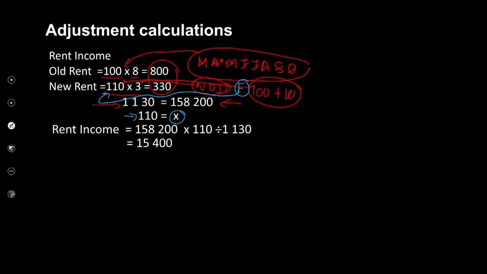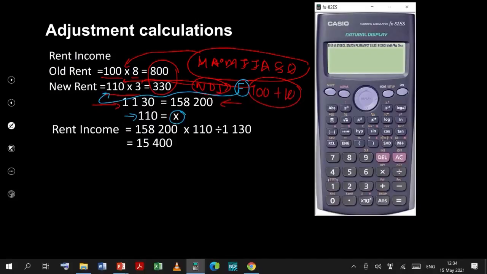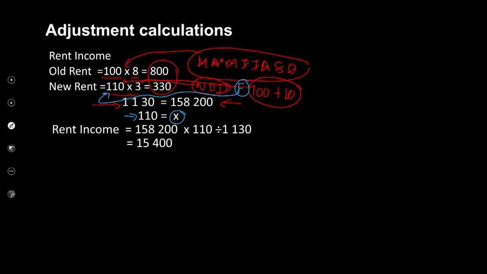Cross multiply 158,200. Let's do this calculation together. Here we go. 158,200, which was my rental figure, times 110 divided by 1130, and there we go. We have our figure of 15,400. What is the 15,400? That is your accrued income for rental.